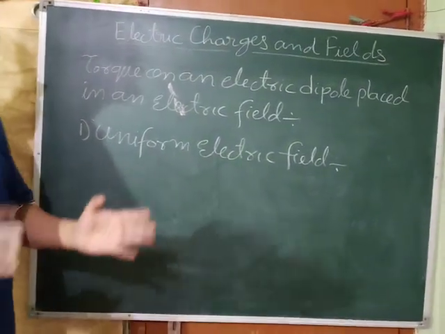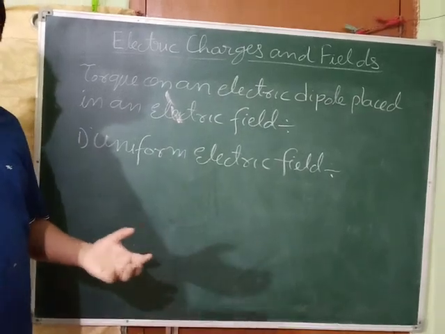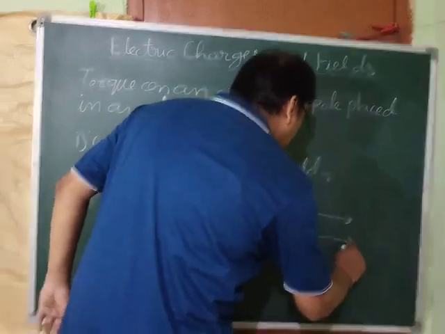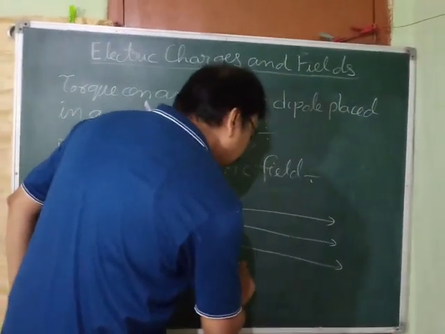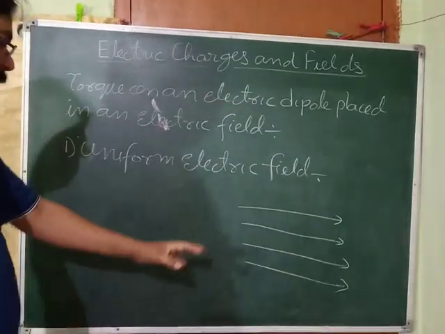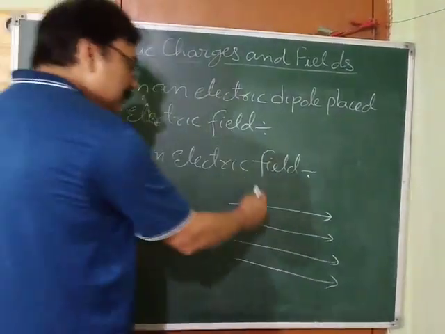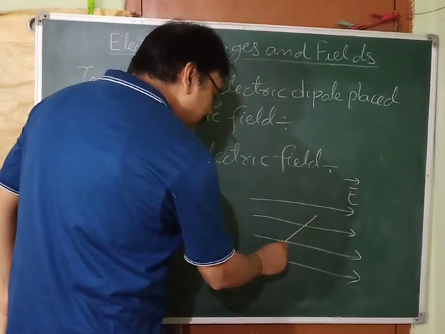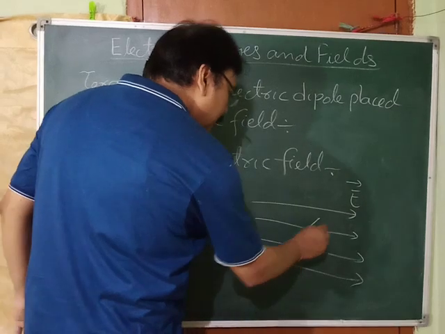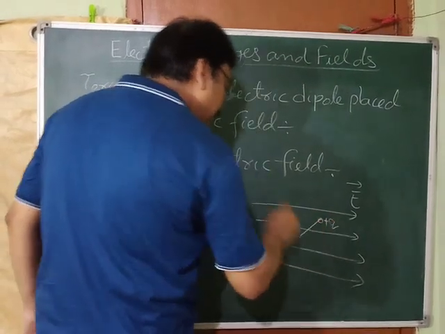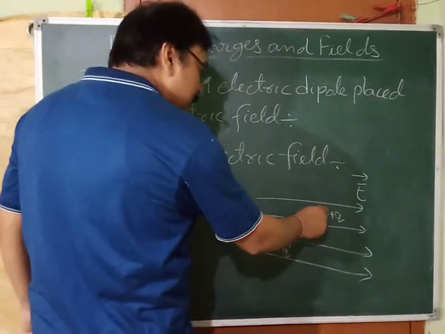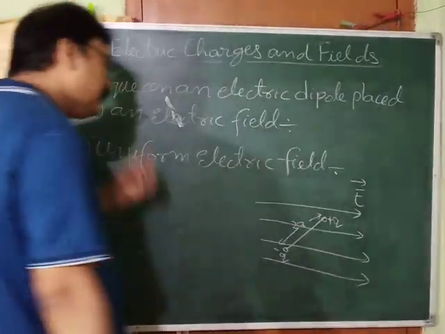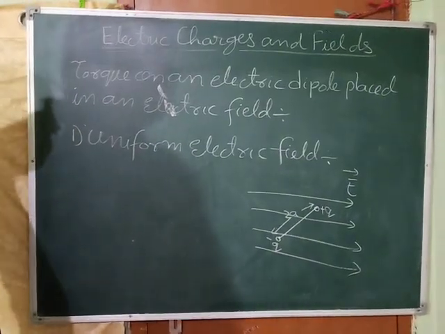Now see how we can represent the uniform electric field with the help of electric field lines. It can be represented by parallel lines which are equispaced. Suppose this is representing uniform electric field intensity E. And a dipole is placed like this. This is the negative charge of the dipole. This is the positive charge of the dipole. Now what will happen? We always take the length as 2a. This length is 2a.